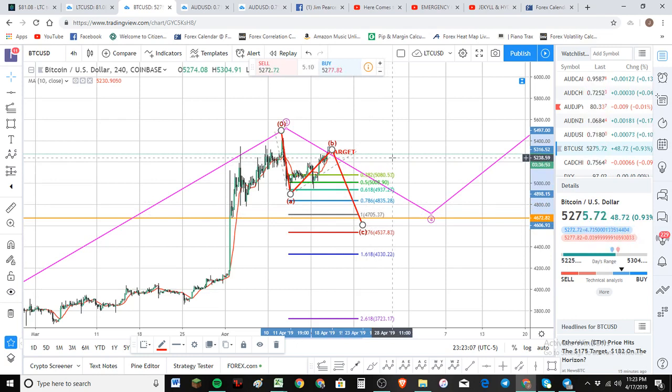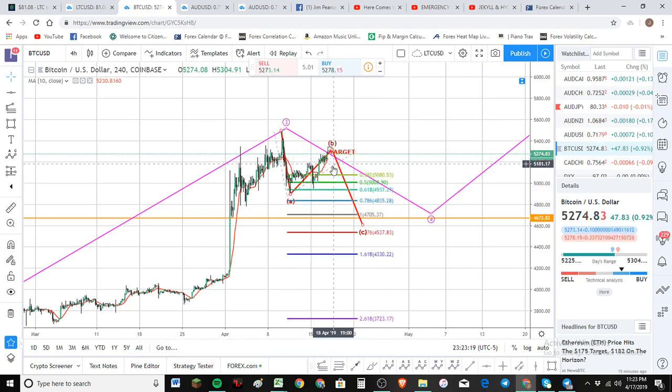What happens? How do we know if this is invalidated? And Jim, you're all wrong. Everything you got is wrong. Well, basically, if we break this high over here, this is wrong. If we break this high, this is completely wrong. Now, why don't I think it's wrong?